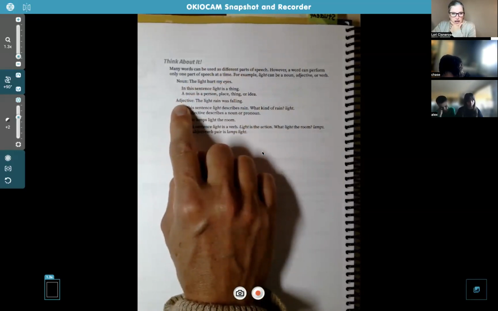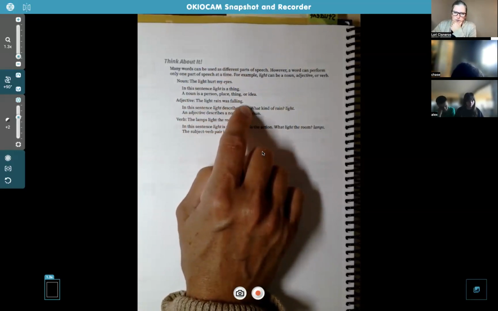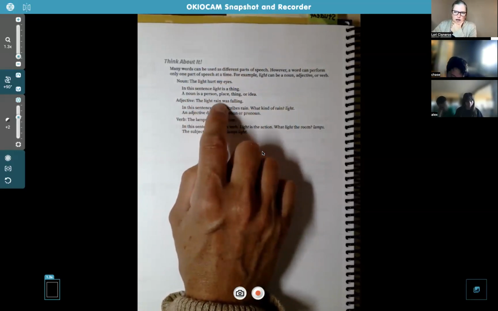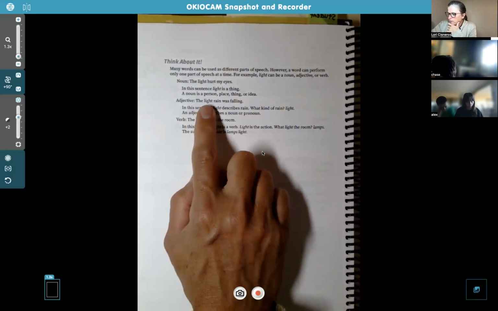And then as an adjective, the light rain was falling. So here we have rain is the actual noun, and then light rain is an adjective telling what kind of rain it is. It's not a heavy rain or pouring rain or something like that. It's a light rain, like sprinkling, right? Light rain. So it describes the noun.